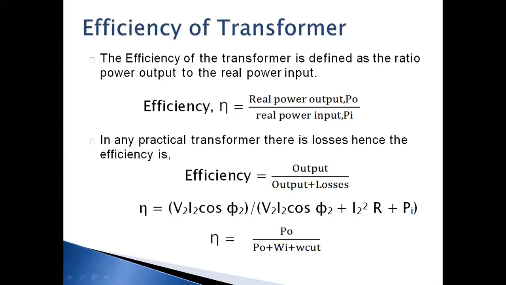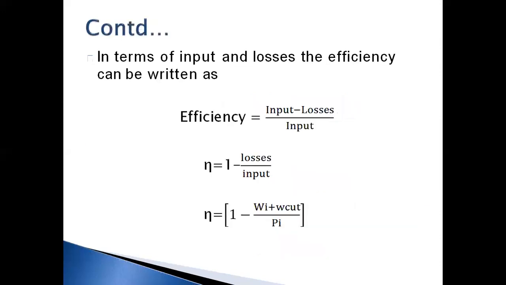So this is how the efficiency of a transformer can easily be determined. The efficiency of a transformer is nothing but the ratio of real power output to real power input, where input is the summation of output plus losses. We are considering the total losses of the system, that is the iron losses plus total copper losses. So the efficiency can be written like that.